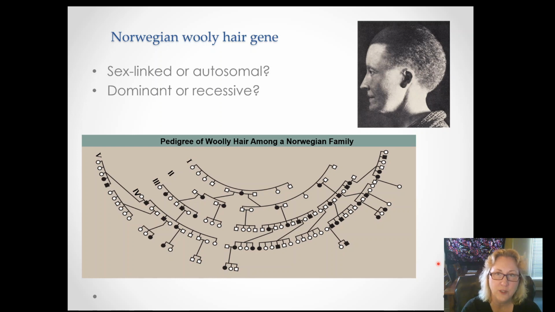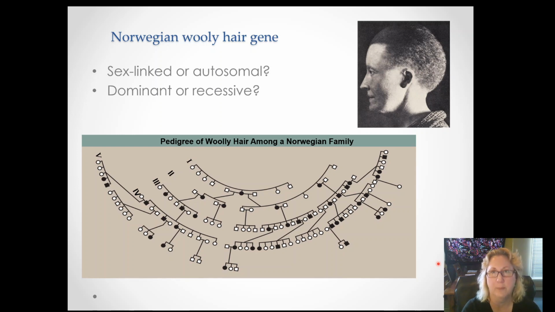And this is a different case. This was a new mutation that appeared. So this is a woman who was born in the late 1890s, I think, if I remember the story correctly. And she had what they later called the Norwegian woolly hair gene. Nobody in her family had curly hair, but her hair wasn't just curly.